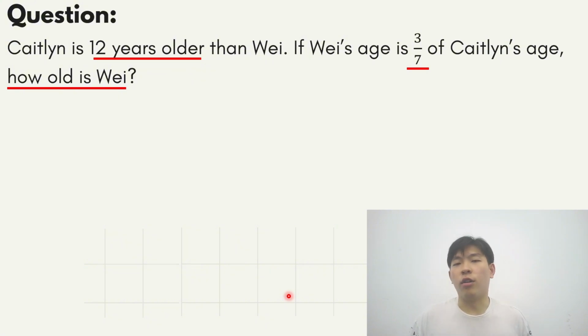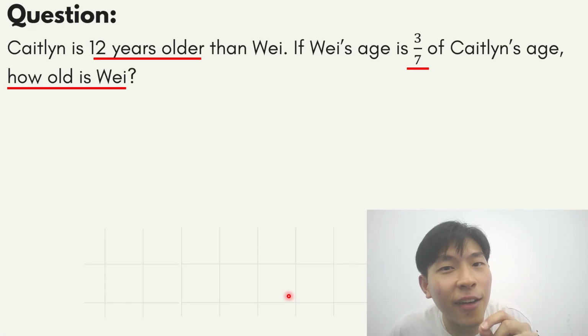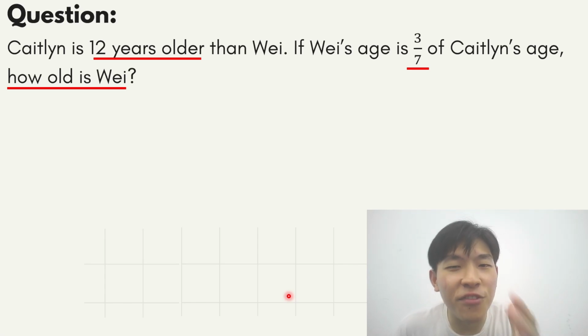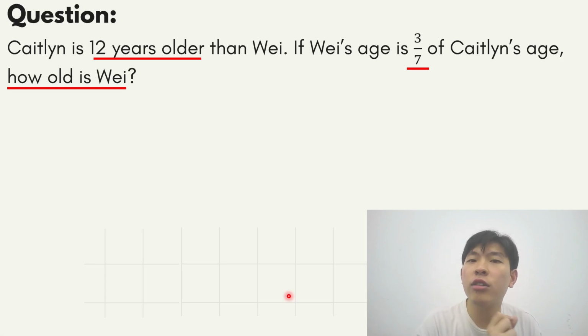Kaylin is 12 years older than Wade. If Wade's age is 3 out of 7 of Kaylin's age, how old is Wade? So now we see that I have a fraction. What should we draw? Very nice. We should draw models. So, how many units should I draw? Or how many boxes should I draw?